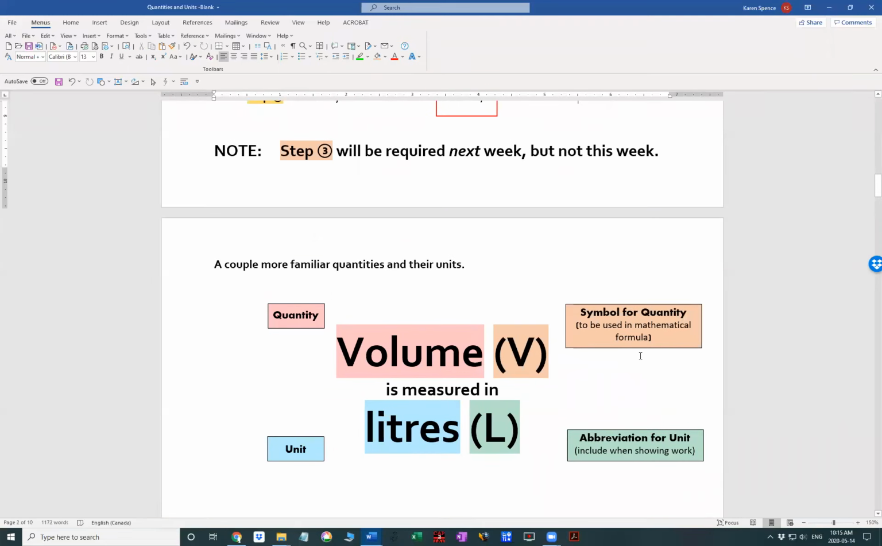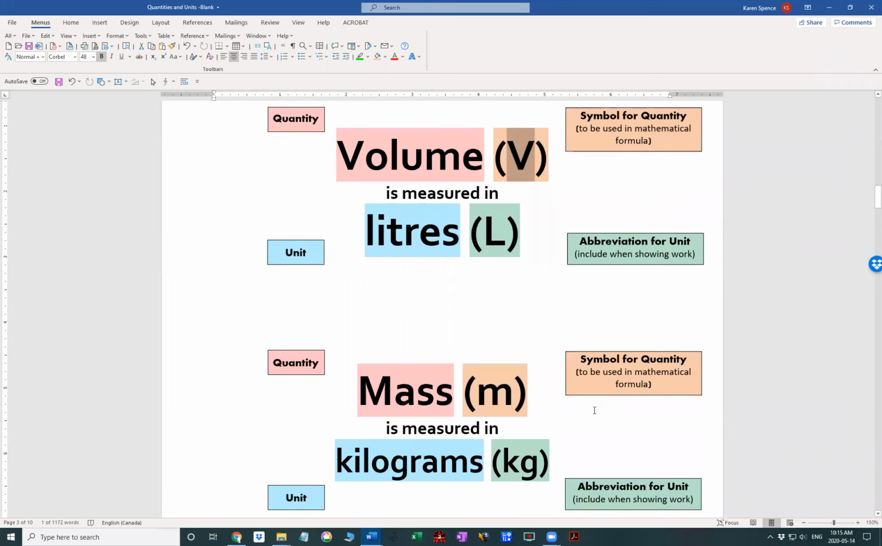Okay, a couple more familiar quantities and their units. Hopefully you are familiar with volume. Volume is our quantity, and one of the units we can use to measure volume is liters. We could use cups, teaspoons, gallons, centimeters cubed, liters. So we're going to use liters here, kiloliters, milliliters. And the abbreviation for liters is a capital L. Okay, not a lowercase l, a capital L. And the symbol for volume is a capital V. Okay, remember little v was for velocity, big V is for volume.